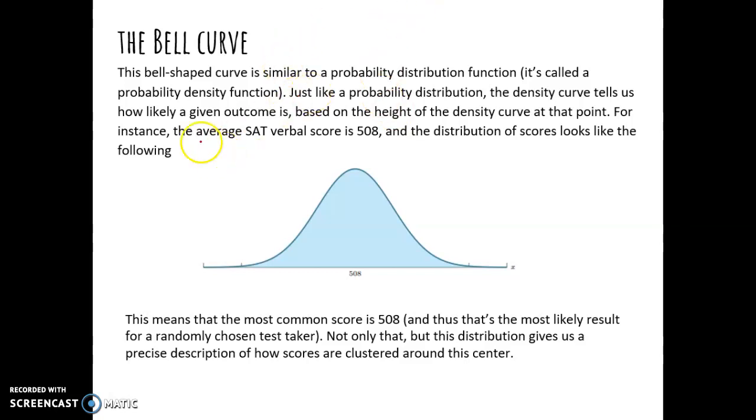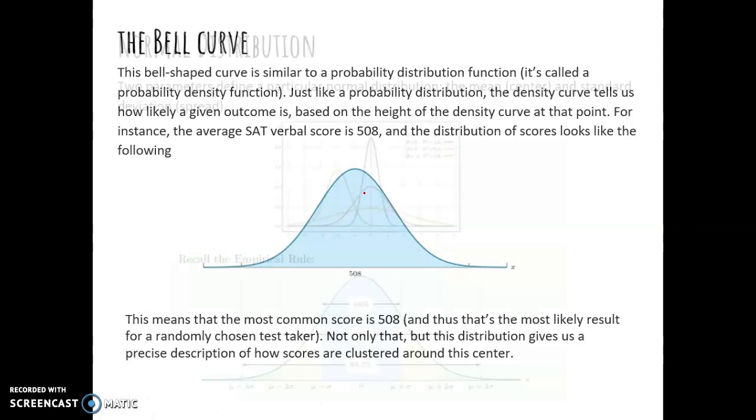So, for instance, the average SAT score is 508, and the distribution of scores looks like this. And what this means is that the most common score is 508. So if you look above 508, if that was a bar for a histogram, that's the highest peak. And it means that the most likely result for a randomly chosen test taker would be 508. Not only that, but the distribution gives us a precise description of how scores are clustered around the center.